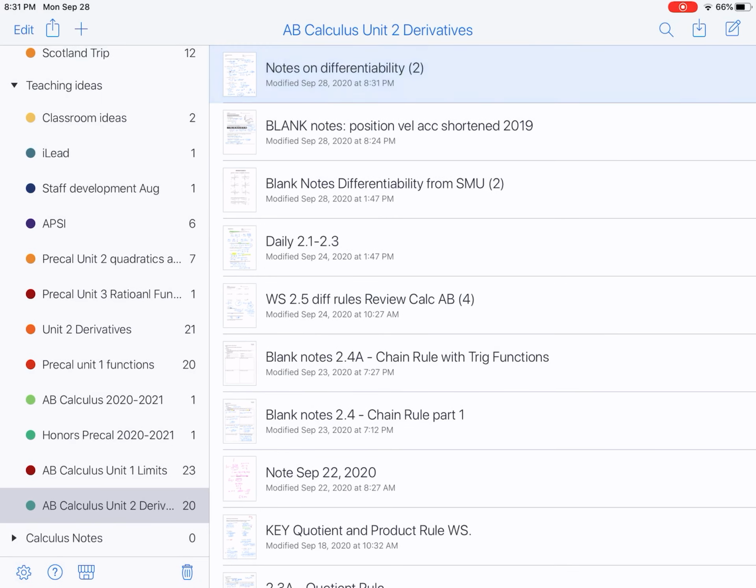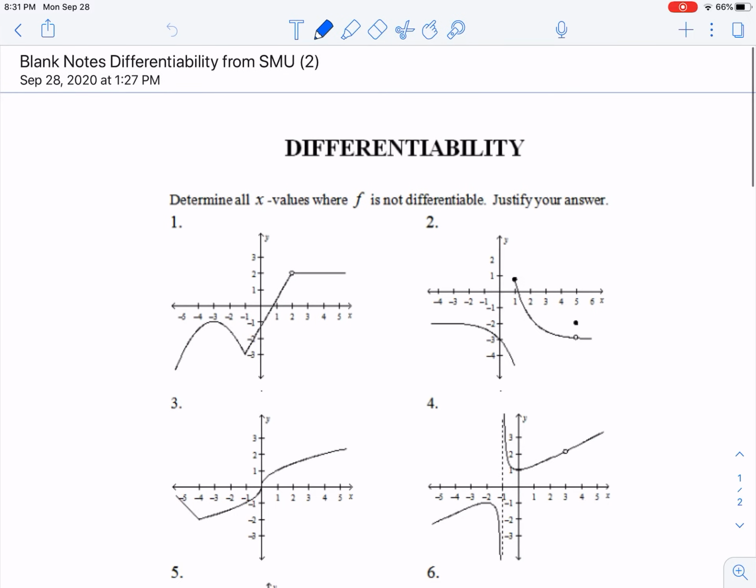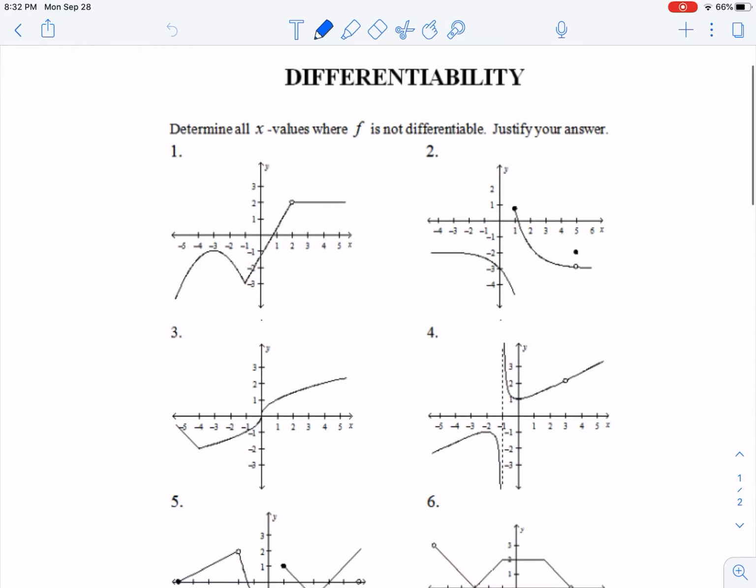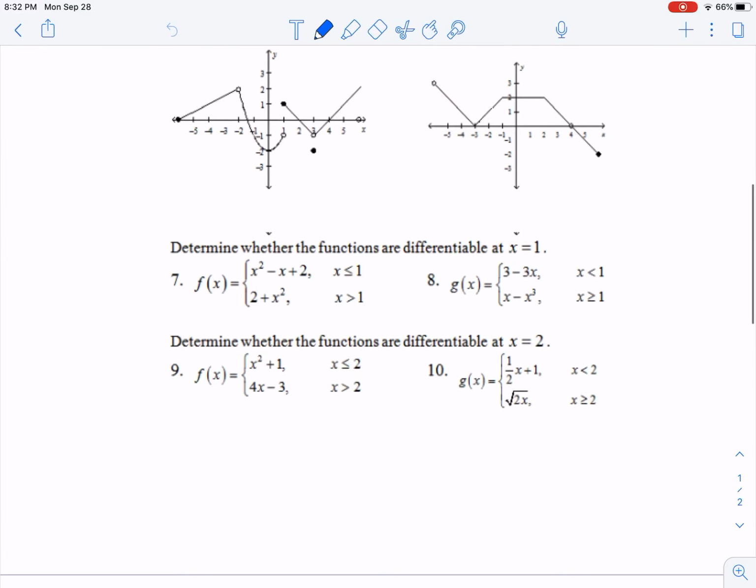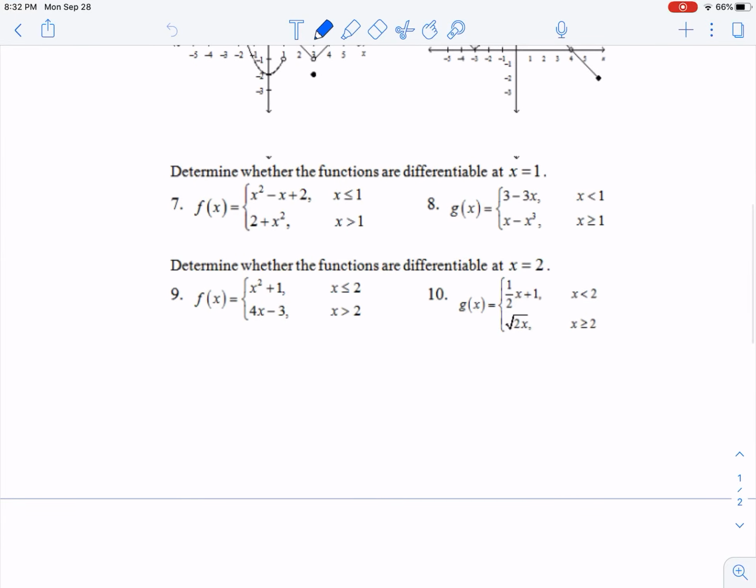We got one more example of that. It was on a worksheet we did right when we talked about differentiability. Down at the bottom were 4 problems we said we'd do later. They want to determine if these functions are differentiable at 1. Plug in 1. 1 squared is 1 minus 1 plus 2. Plug 1 into this one, you get 2 plus 1, so you get 2 equals 3. That's not true, so it's not continuous. Therefore, it's not differentiable.